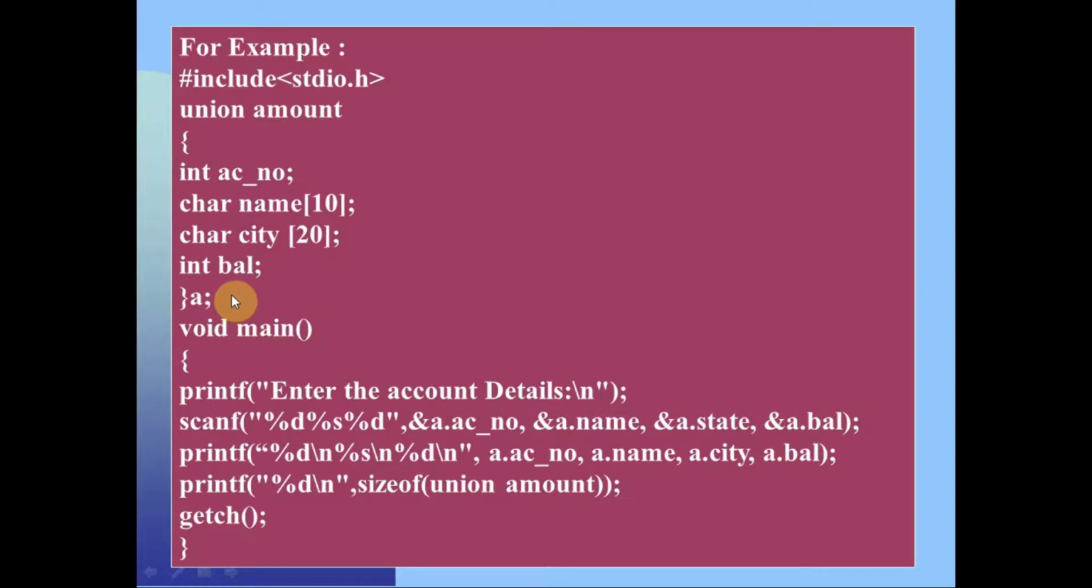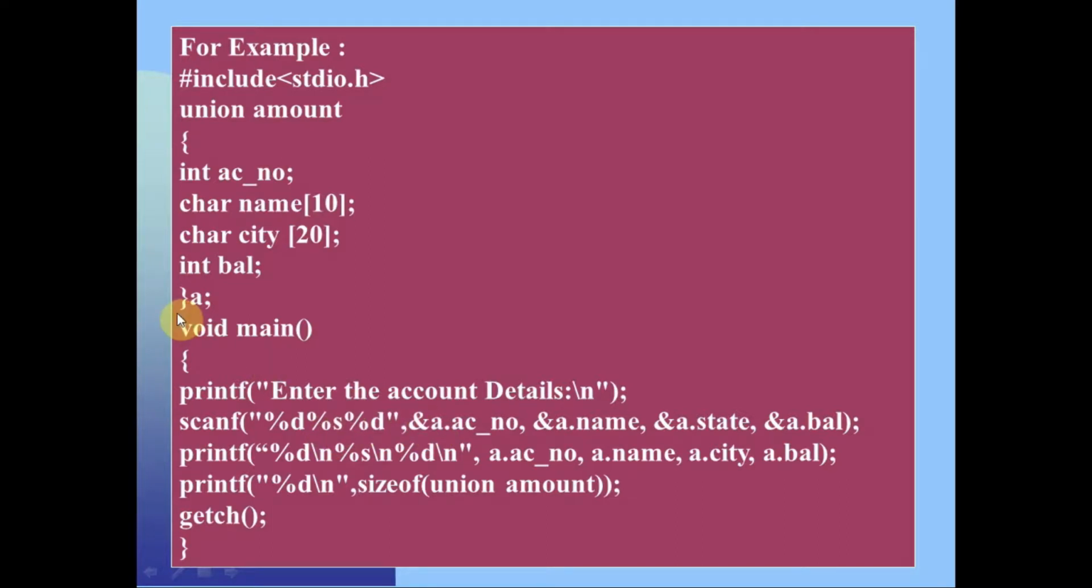If you are calling a union member, we must use the dot access operator, that is a dot account number, or a dot name, or a dot city, or a dot bal. In the main function, enter the account details. First of all, we are getting the input with the help of the scanf function. Here first an integer value, then a string, then another integer.